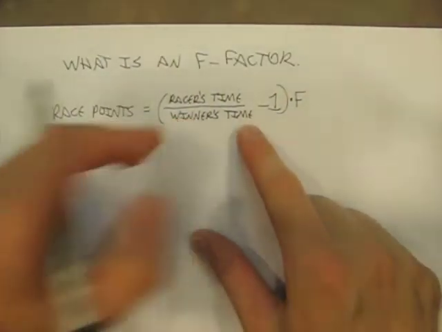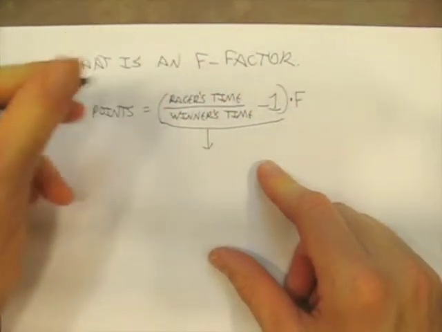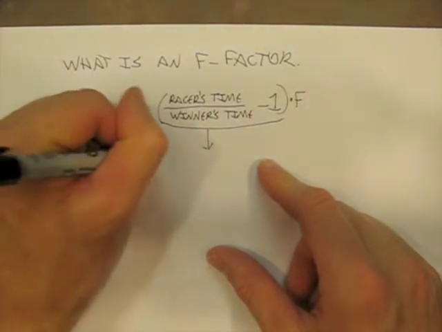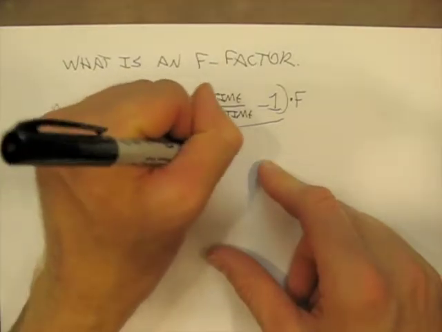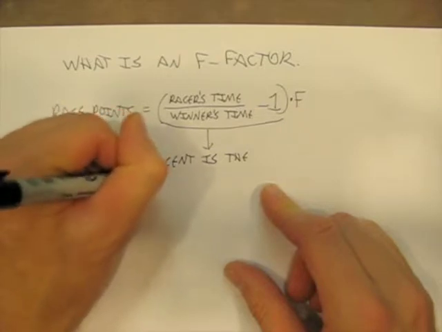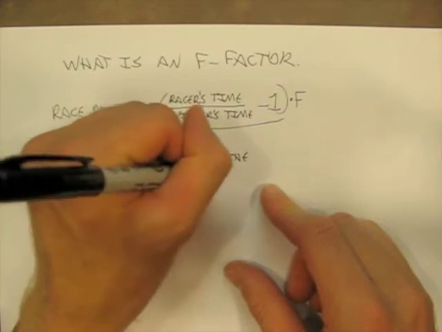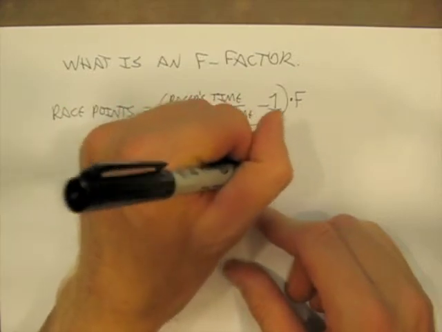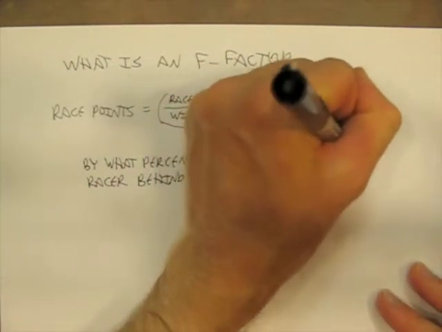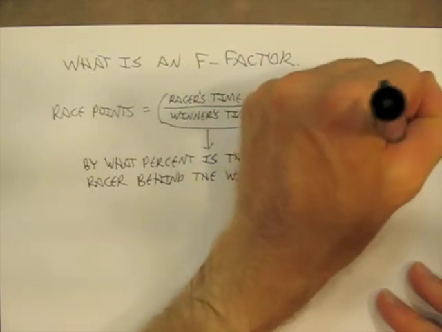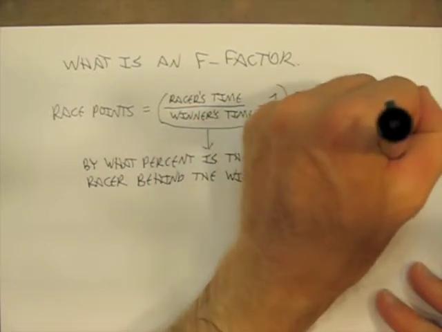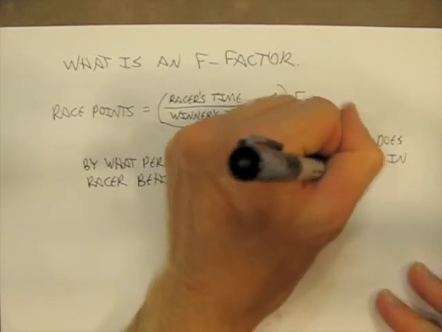And basically I said that the first part is by what percent the racer is behind the winner, and F is how much does that matter in that discipline.